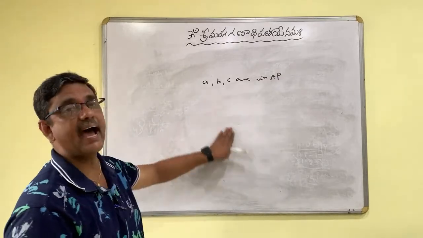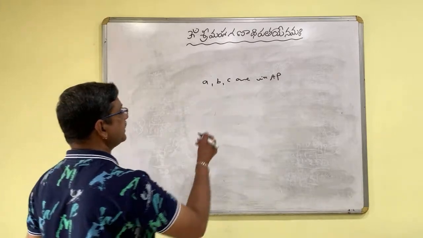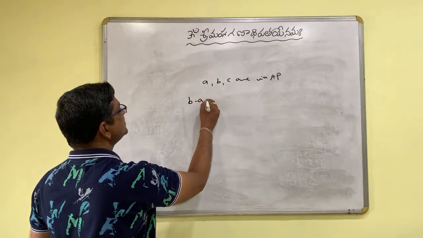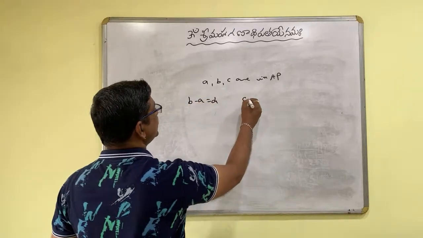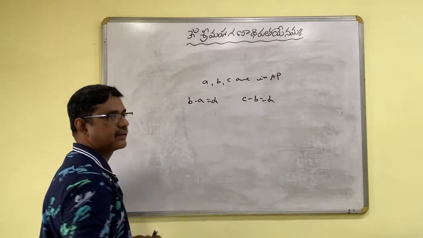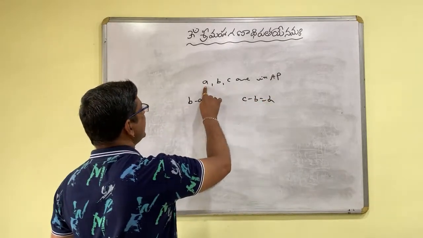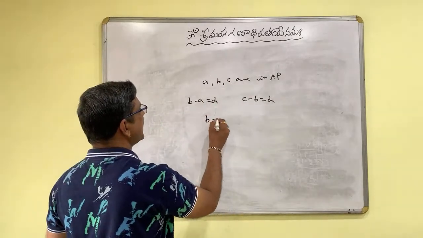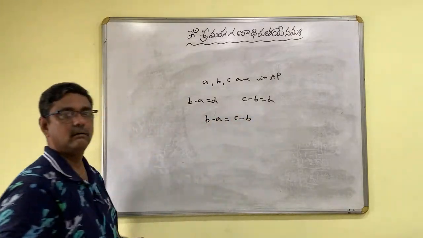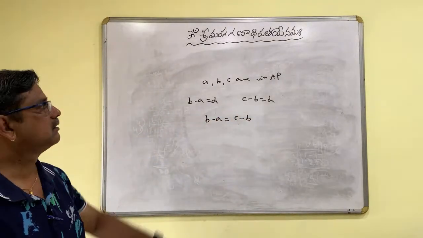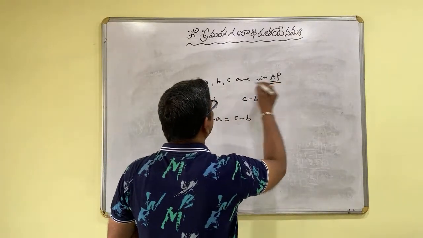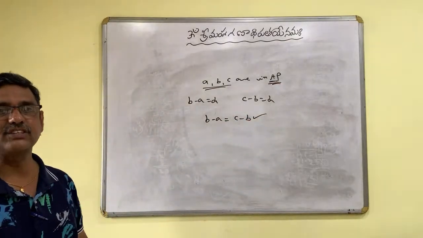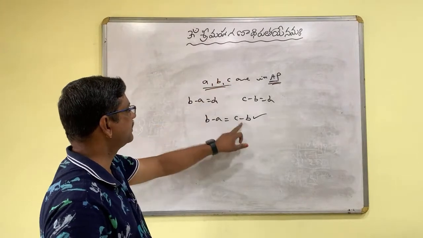Since they are in AP, their common difference must be the same. That means b minus a is the common difference, and c minus b is the difference. Given a, b, c are in AP, the common difference is the same, so b minus a is equal to c minus b.